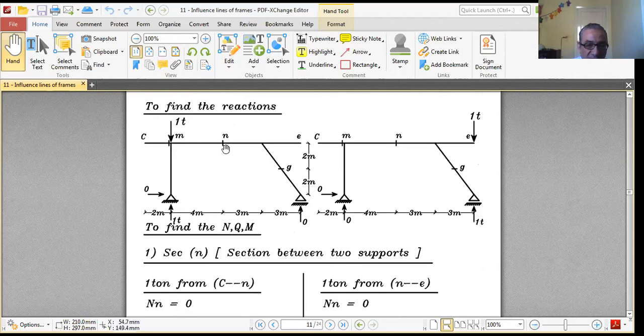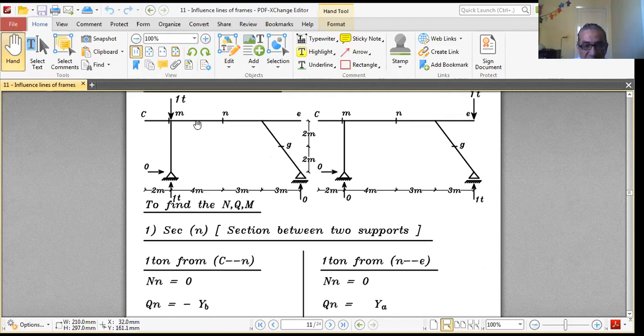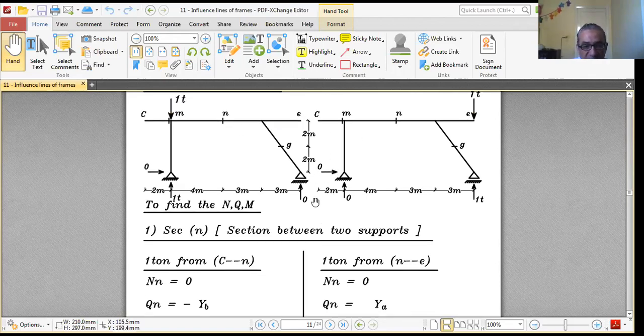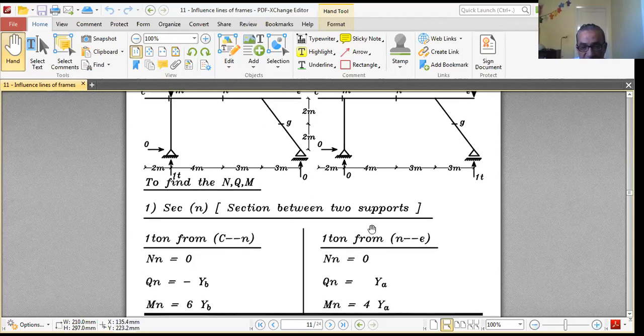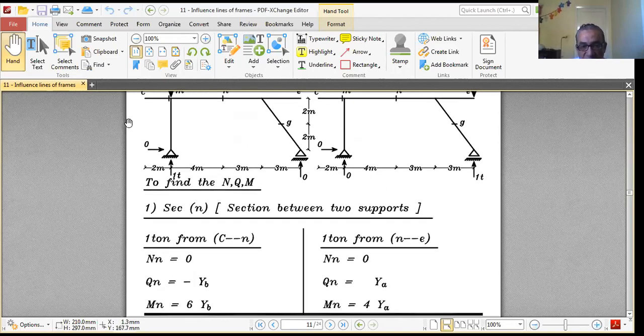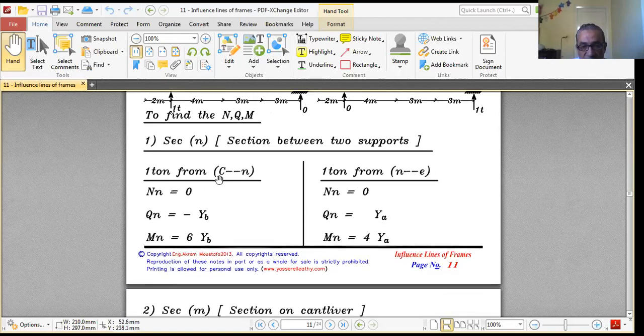For section N, which is 4 meters from the left support, we have two cases. The one ton is between C and N, and the other case is the one ton is between N and A. When the one ton is between C and N, we calculate from the right. Then N_N equals 0, Q_N equals minus Y_B, M_N equals plus 6 Y_B. When the load is between N and A, calculate from the left. Then the normal force is 0, shear force equals Y_A, moment equals Y_A multiplied by 4.